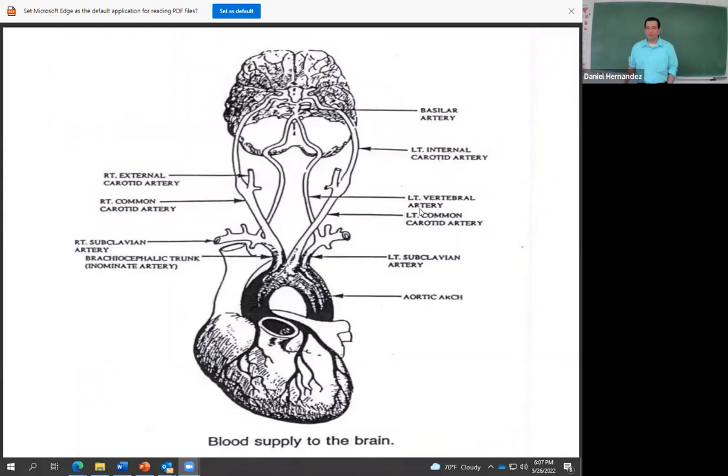This is a diagram I want you guys to become familiar with. You have to recognize your branches and your vessels. So aortic arch, first branch, innominate or brachiocephalic. That brachiocephalic then splits and bifurcates into the common carotid and right subclavian.